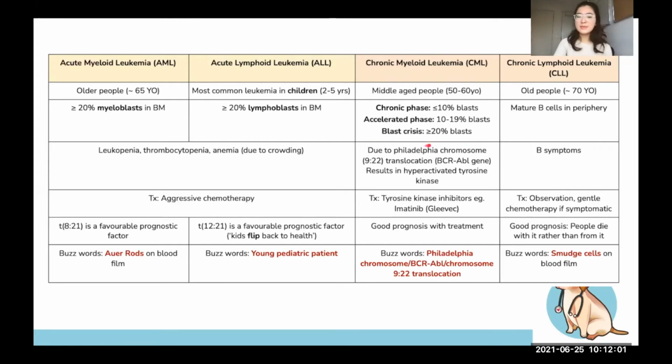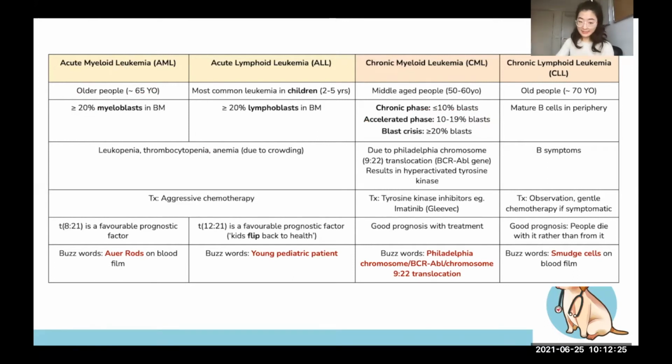And once you get to the blast crisis, it's pretty much like an acute myeloid leukemia picture. So then you would also start giving them aggressive chemotherapy for that. In terms of diagnosis, people usually get diagnosed in the chronic phase. I believe it's like 80% of all people who get diagnosed. And the way we treat it is actually a bit different.